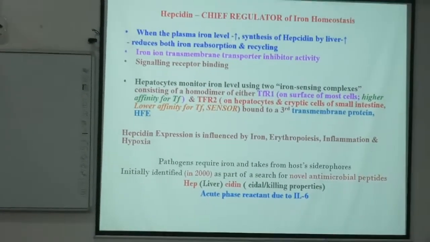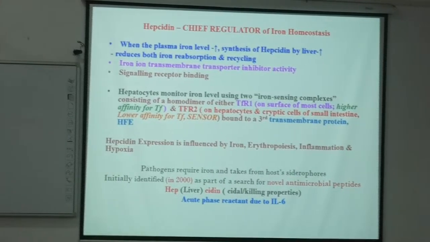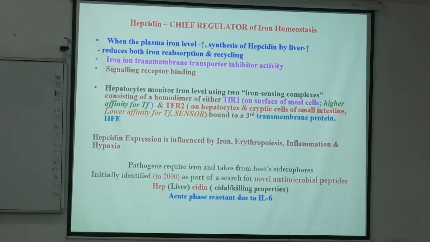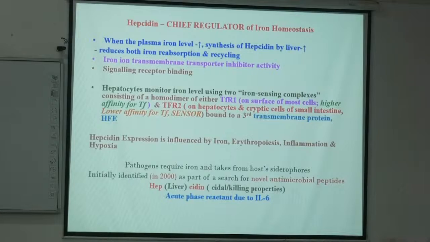Remember, when the plasma iron level is high, hepcidin level also becomes high, and it reduces both iron absorption and recycling. But remember one thing, everything has a capacity. When the capacity is exceeded, obviously this will not function and iron will be deposited in the tissue, and that will cause hemosiderosis or hemochromatosis. So hepcidin is basically an iron transmembrane transporter inhibitor, a signal receptor.